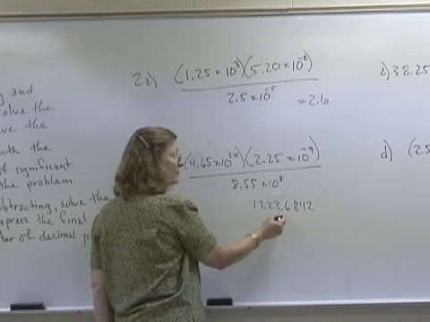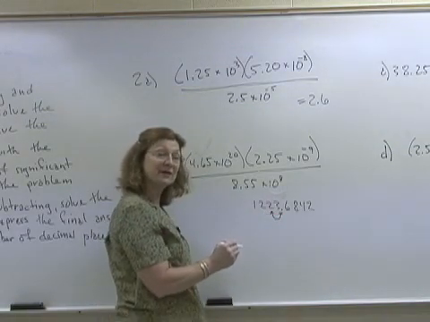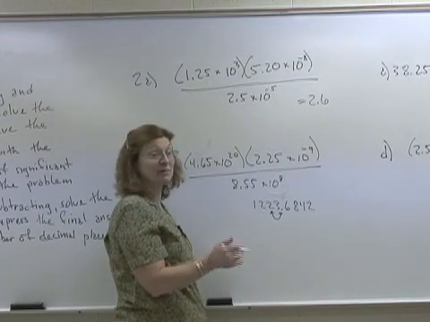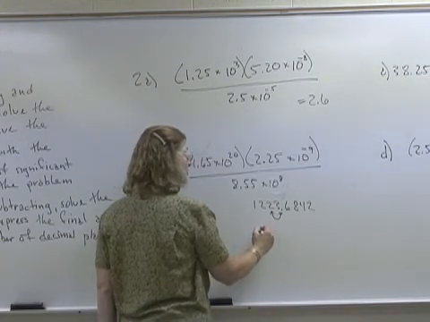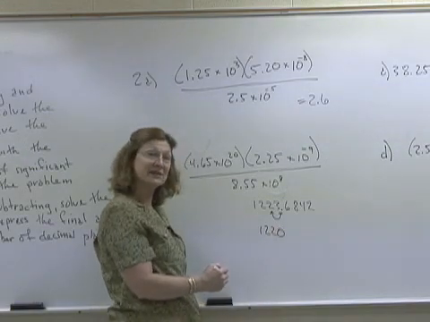So I look at the 4th digit to determine what the 3rd digit should be. And it's not a 5 or above, so I'm not rounding it up. So my answer will be 1220 for 3 significant digits.